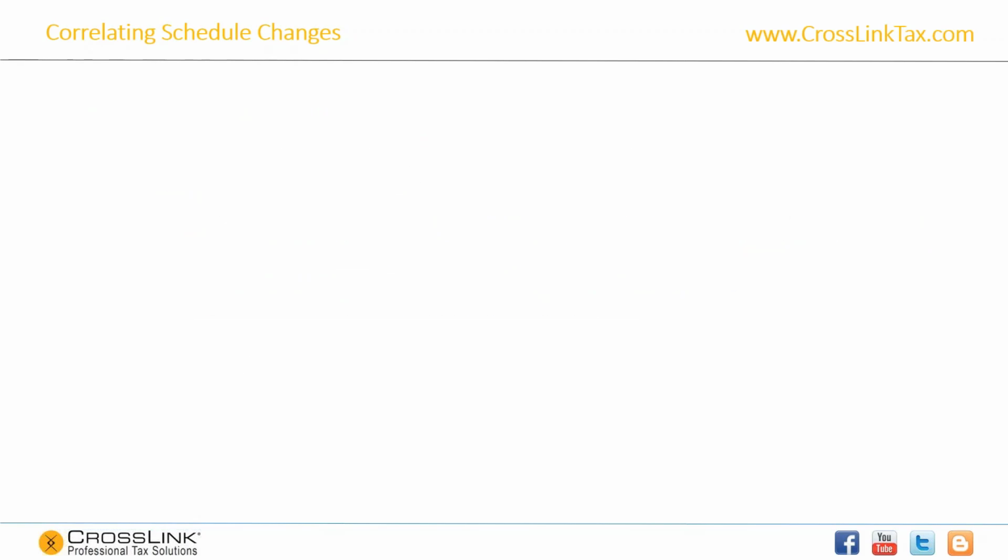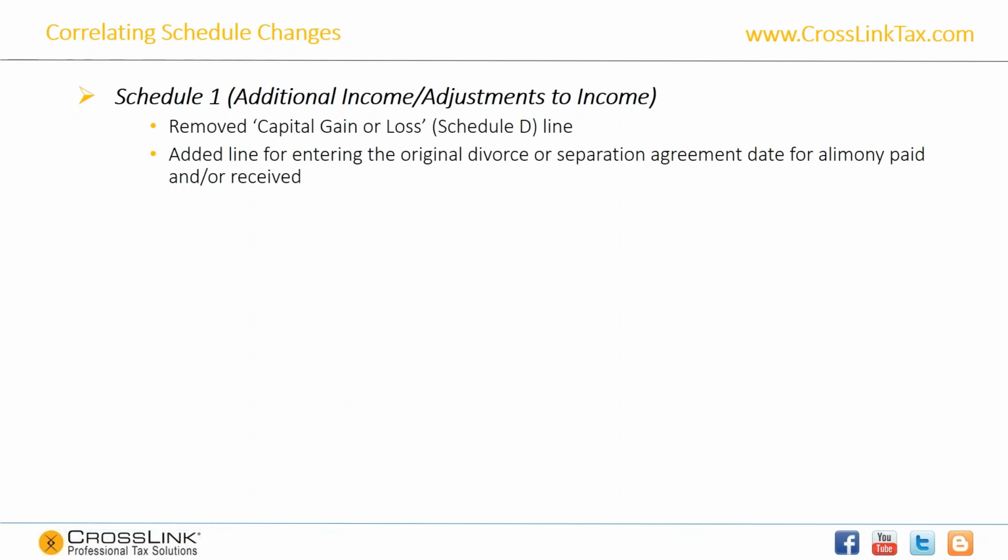Additional changes or correlating schedule changes: as you remember, we had some new schedules last year. We've reduced those numbers, or more specifically, the IRS reduced those numbers. So there'll now be Schedule 1, which is additional income and adjustments to income. They removed the capital gain or loss Schedule D line, and added a line for entering the original divorce or separation agreement date for alimony paid and or received. And you remember, we talked about that when it has to do with alimony, you actually have to put the date that that occurred.